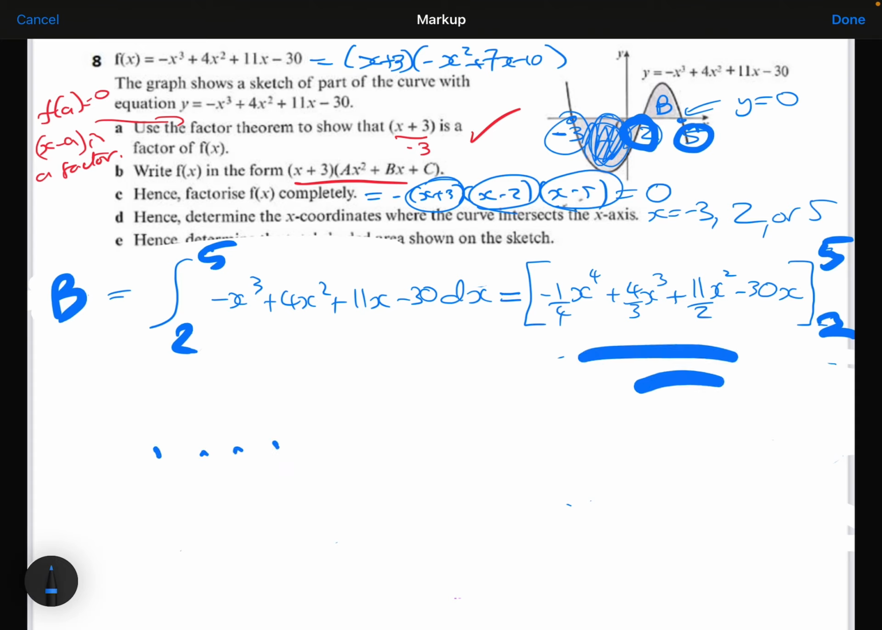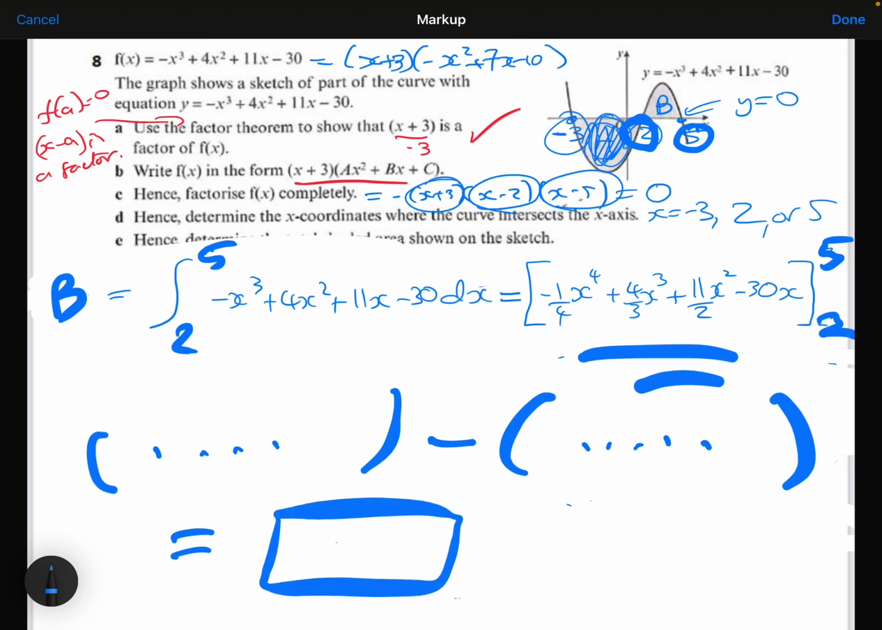You substitute the 5 in. You then substitute the 2 in. You get your answers. We'll get a number here from our calculator. We know it's going to be a positive value because the B is above the x-axis here, so we don't need to worry about flipping the sign or anything like that. Then all you need to do to get your final answer is just add your area for A and B together. And that's it.